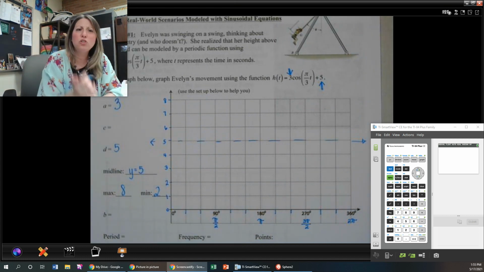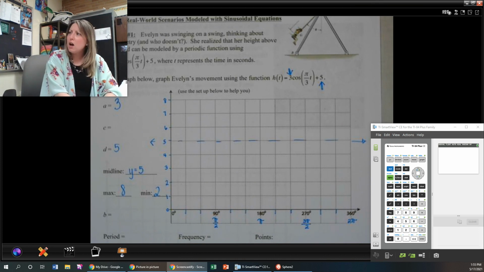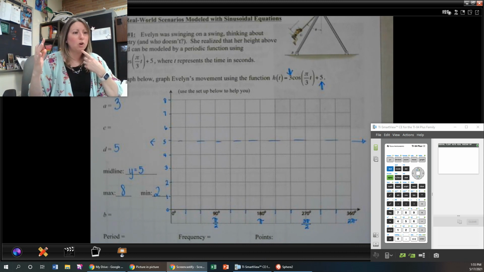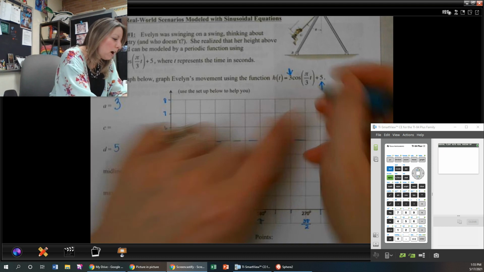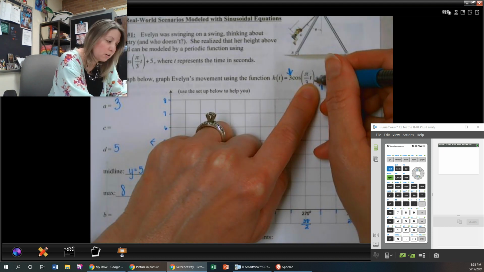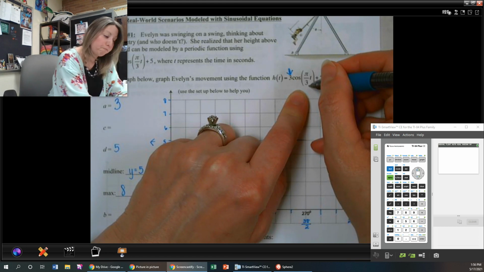Okay. Do we have a phase shift present? A phase shift is when we move horizontally, so left and right. And we do not. There's no phase shift present. There's no C term present. But there is a B term, and it's pi over 3.